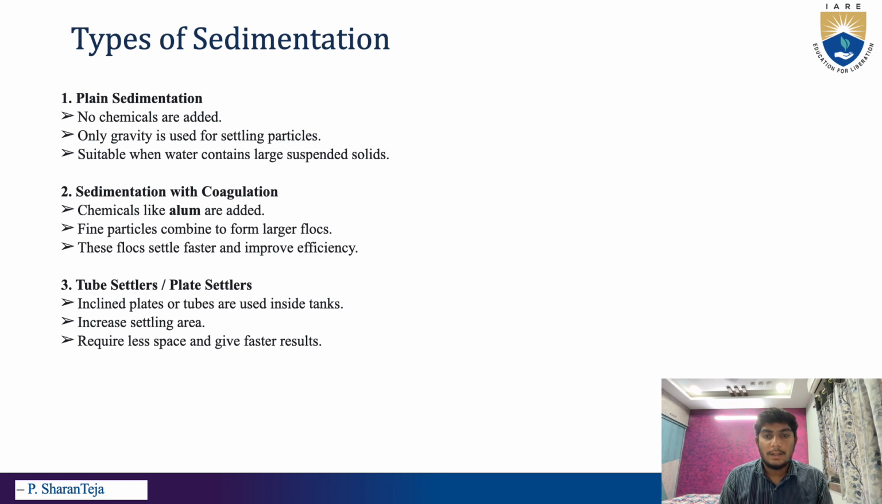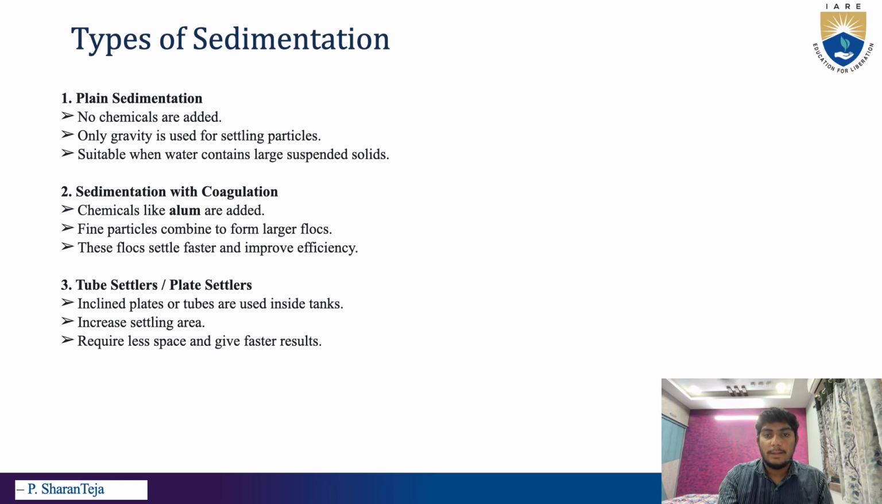Second one is sedimentation with coagulation. This is used when the water contains very fine particles that do not settle quickly. Chemicals like aluminum are added. These chemicals help the fine particles combine into larger masses called flocks. The flocks settle faster and improve purification efficiency.